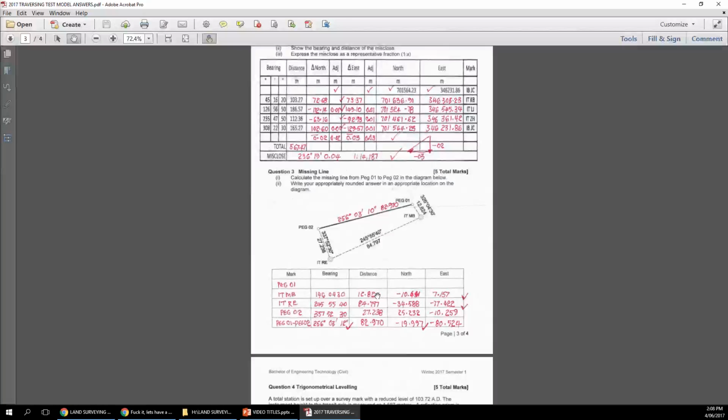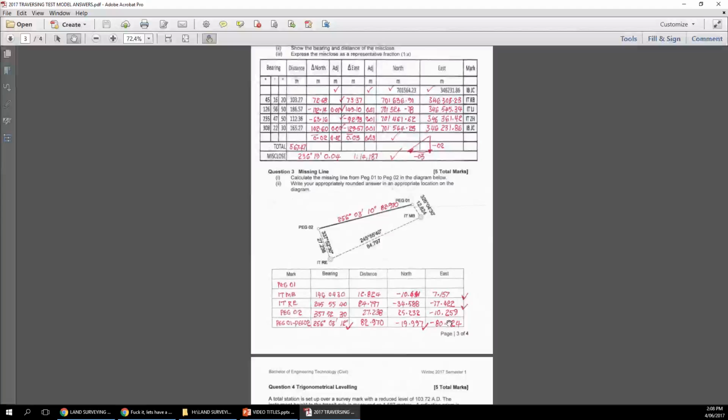1460430, 12.824. This one 245, 5540, 84797, and then 337, 5230, 27238. Write them in, add them up, and then convert them to a bearing and distance.